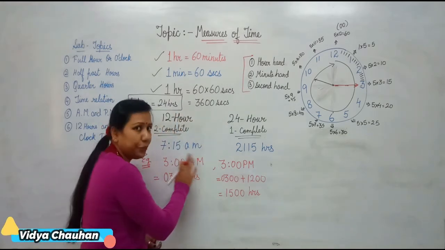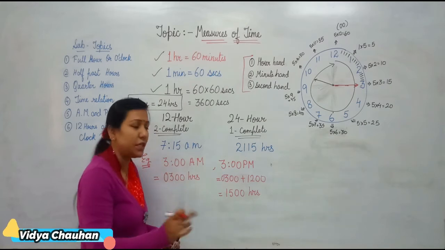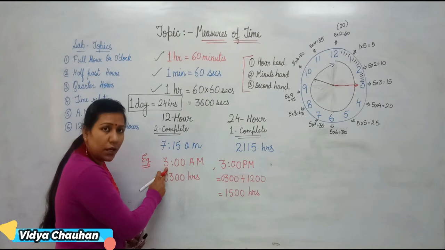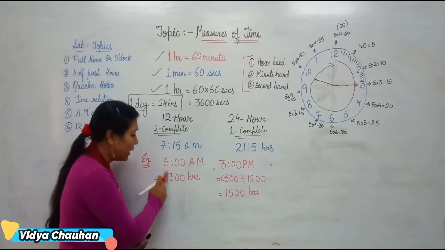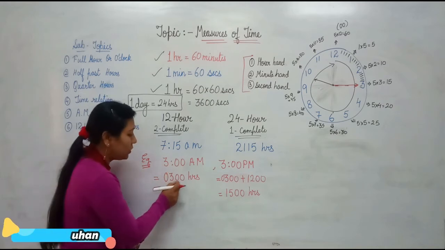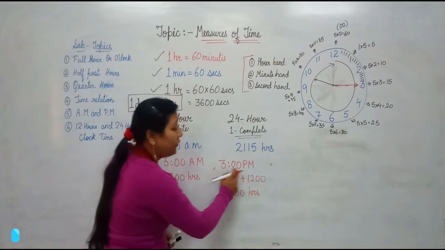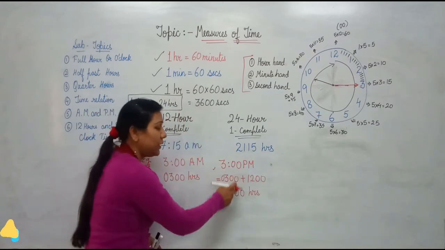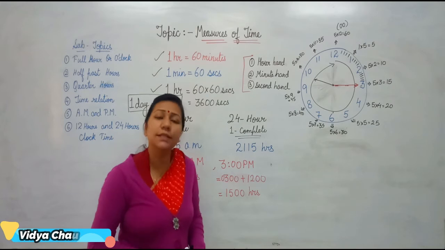If it is AM, then there is no need for any changes. Simply you will write the digits. If the hour value is less than two digits, then you will put a 0, so it will be 0300 hours. And if it is PM, then you have to add 1200 to the same value. We will discuss some more questions in detail.